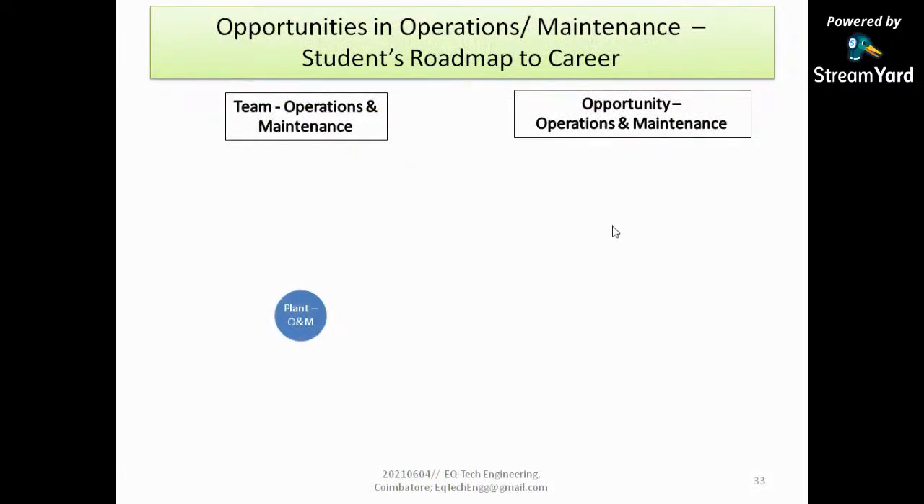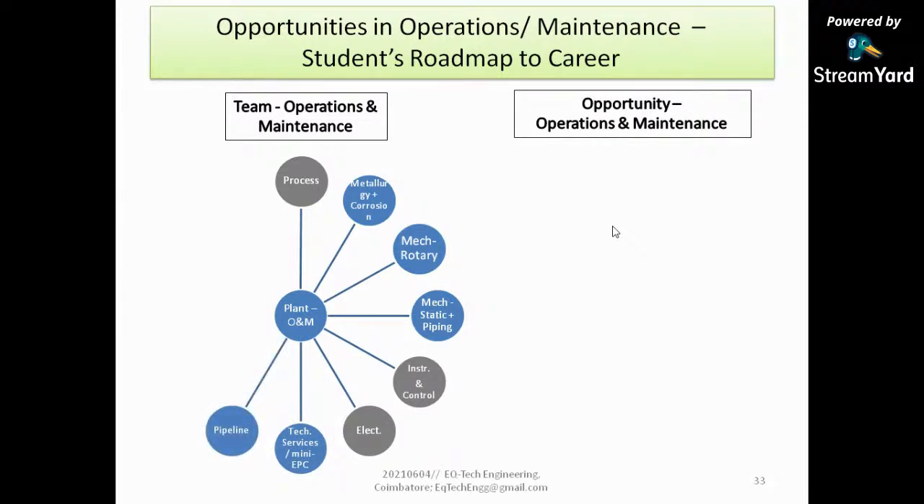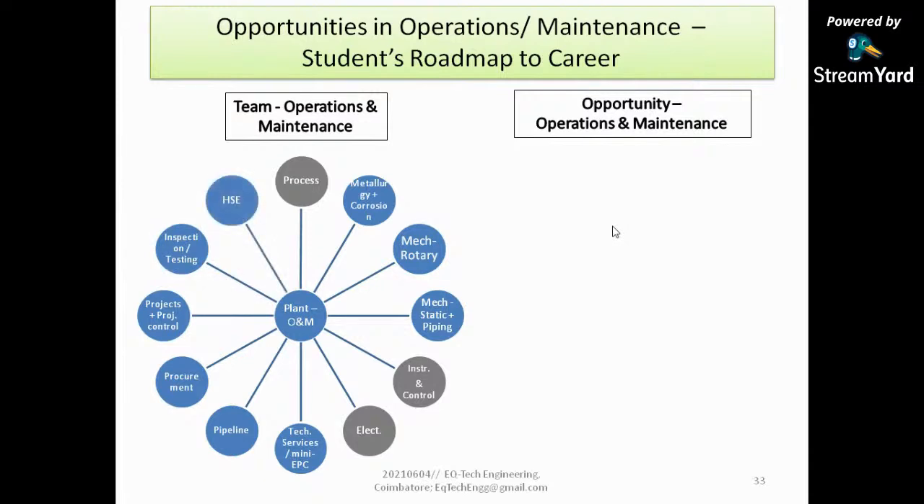In the operation and maintenance team, there will be a process engineer, metallurgy and corrosion, mechanical, instrumentation and control, and electrical. There will be separate technical services, a mini EPC, in which very few members will be present, maybe one from each discipline to support the small projects. Pipeline engineers, equipment, projects and control, inspection and testing, safety.